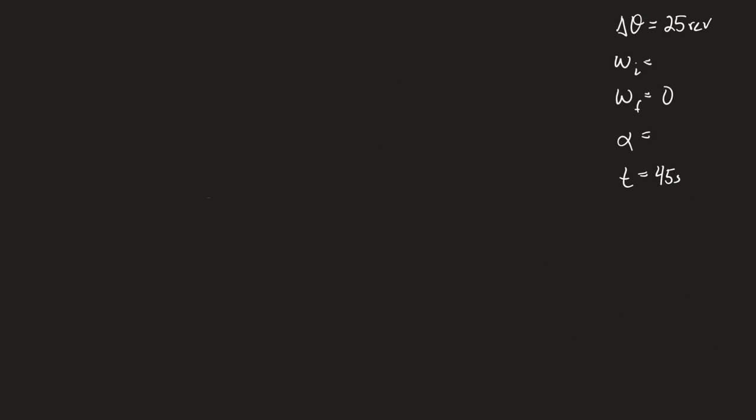So I want the acceleration now. I'm going to use a different relationship. But I'm going to point out that the revolutions here, I'm going to have to convert those to radians eventually. So let's go ahead and start the problem. I'm going to ignore that, and I'm going to use probably delta theta equals omega final times t minus 1/2 alpha t squared.